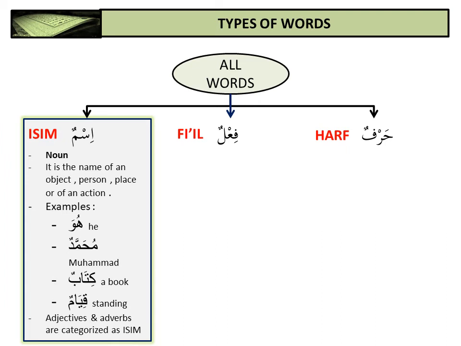You need to take note that adjectives and adverbs are also grouped as isim. Apa tu adjectives? Adjectives adalah perkataan yang describe suatu benda. For example, he is tall, dark and handsome. The adjectives are tall, dark, handsome. And adverbs adalah perkataan yang describe suatu perbuatan, describes a verb. For example, she dances very well. The adverb is very well. So, ingat ya, adjectives, adverbs, semua tu isim.